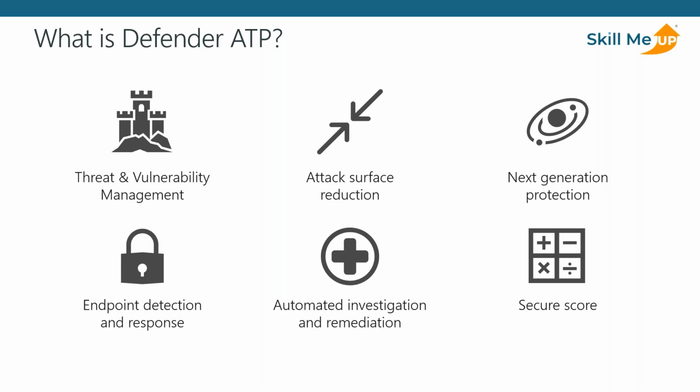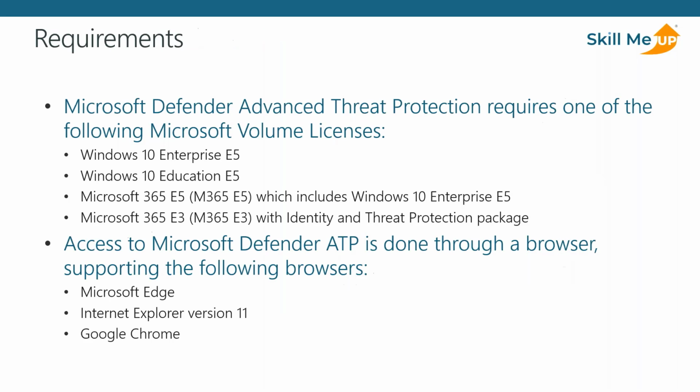And then it also includes something that you may have seen before called the Secure Score. It helps you dynamically assess the security state of the enterprise. It's a great tool in the admin center that you can see, even if you don't have Defender ATP. You can utilize Secure Score to help you at least identify specific things that need to be changed. In order to utilize it, Microsoft Defender ATP requires one of the following licenses, and these are the more expensive licenses, obviously: Windows 10 Enterprise E5 or Education E5, and then the Microsoft 365 E5 and E3, which will include those capabilities. And then, of course, you can utilize, like we did before, any version of the browser that will support access to Defender ATP.